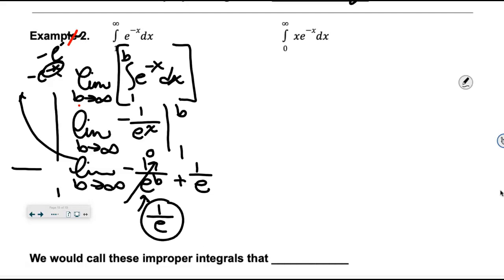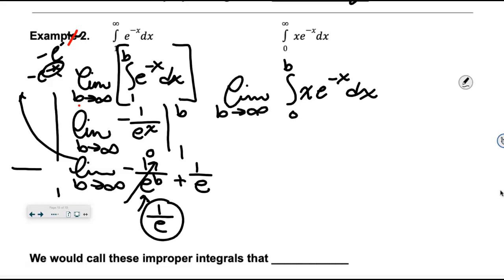We're getting close to the end here, actually. The next one. Here we go. I'm going to go from 0 up to b. X, e to the negative x dx. I'm going to take my limit. I'm going to send b on out forever. Now I'm done with proper notation for now. I have to integrate it.